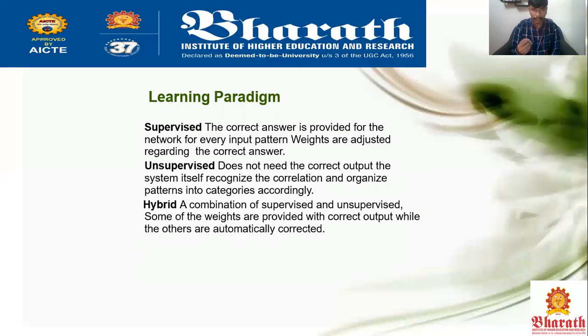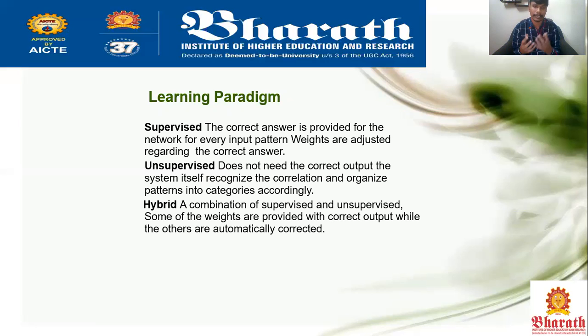Unsupervised means it will correct the output by recognizing correlation and organizing patterns. According to the pattern, it will correct the output to produce the demanded output without any error. In supervised, the weights of each neuron will be adjusted to produce the output. In unsupervised, the output will be adjusted according to the system's correlation and organizing pattern of the neural network.